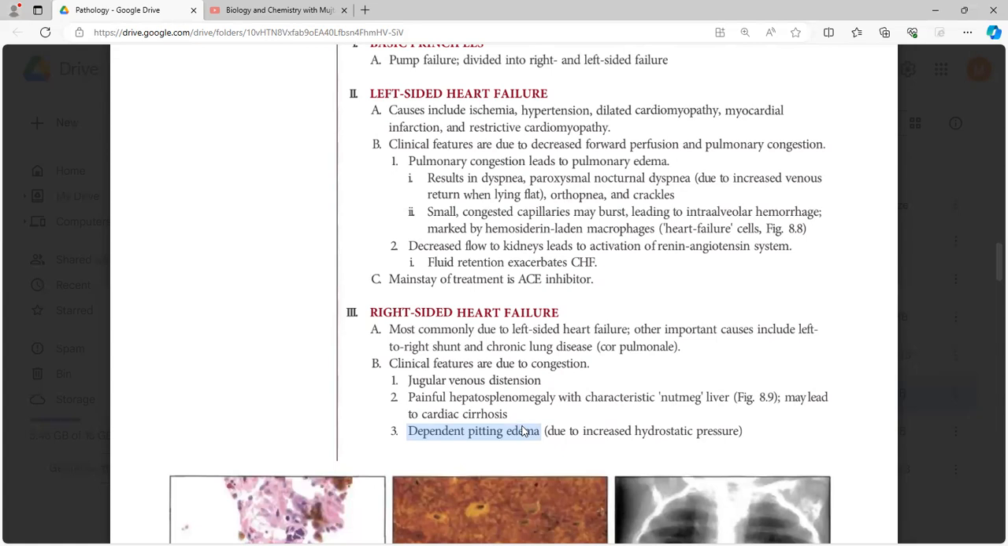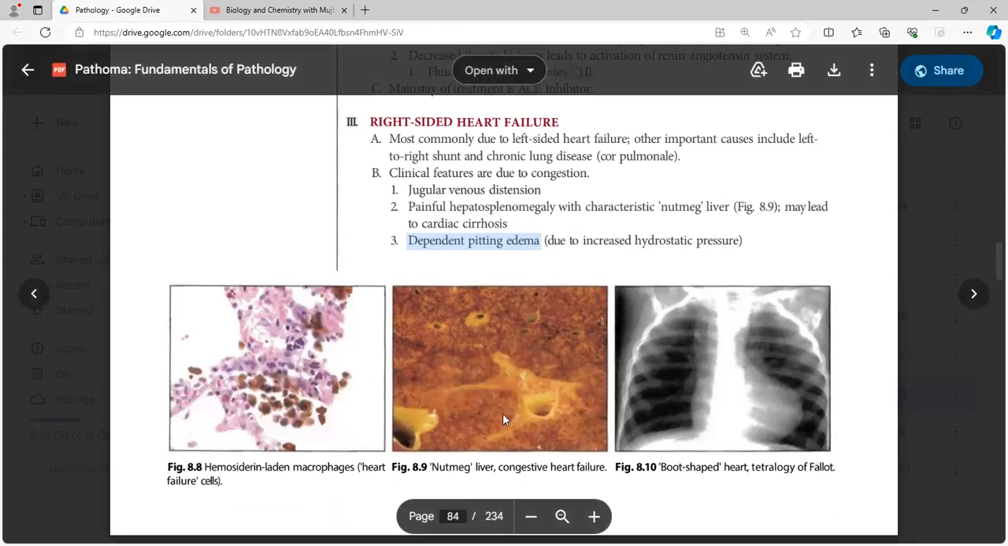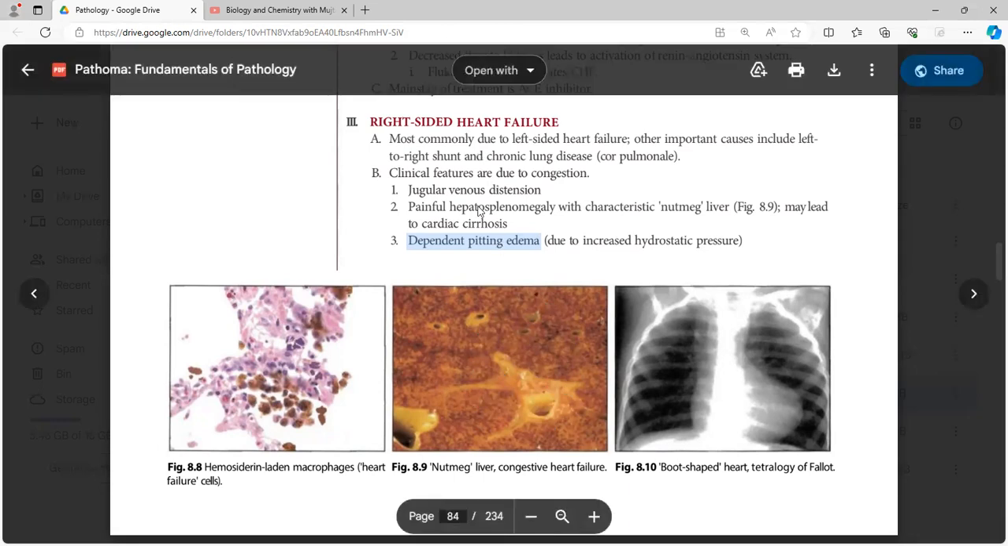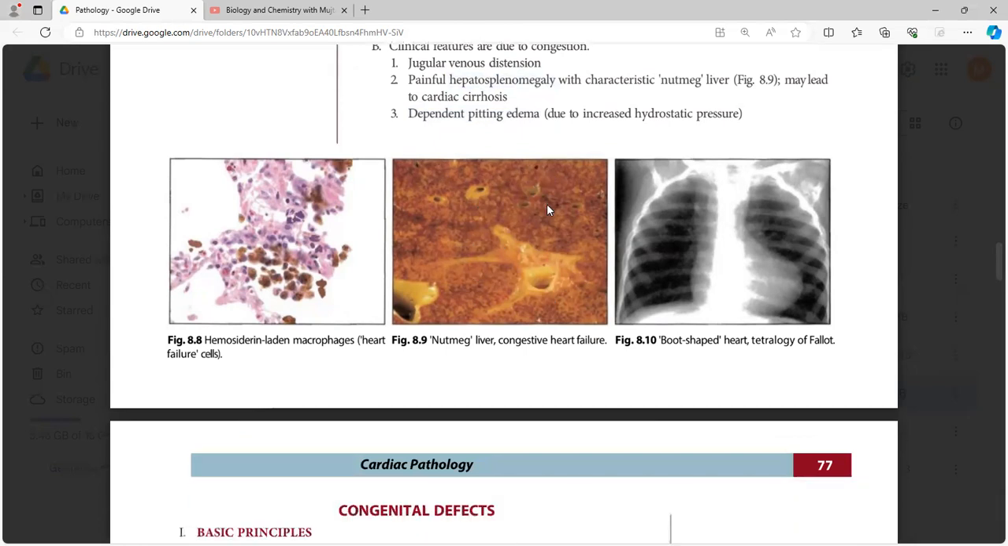Now, in right-sided heart failure, the classical appearance of the liver is the nutmeg liver. This is characterized in this picture in which you can see the nutmeg liver. There is a lot of congestion. You can see the hyperemic, I mean the reddish portions outside, and there's a dark brown area over here in the center. So in right-sided heart failure, there's congestion, and hepatosplenomegaly means that both the liver and the spleen have been enlarged grossly.